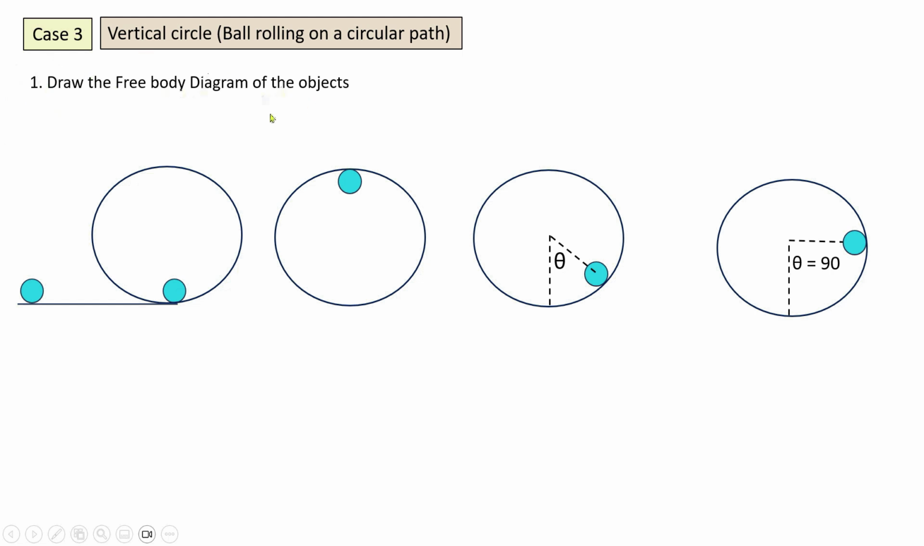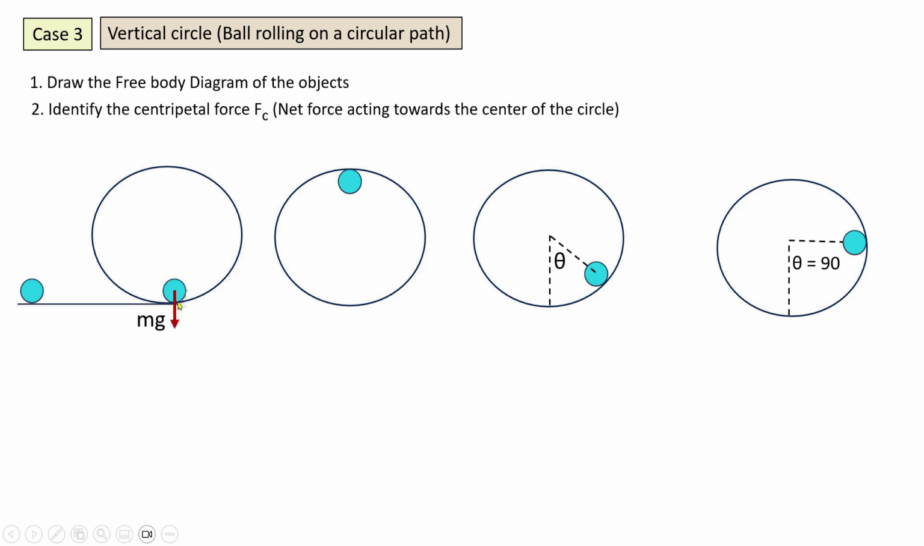Step number 1 was to draw the free body diagram. Step number 2 was to identify the centripetal force. So in this situation, when the ball is at the bottommost point, mg is acting downwards as always, but here there is no tension because there is no string, but the object is in contact with a surface, so the normal reaction will be there, and we can see normal reaction is acting towards the center. So that's step number 1. Step number 2, identify the centripetal force, which is the net force acting towards the center. So although N is acting towards the center, mg is acting away from the center, and according to the definition, we need the net force. Since N and mg are acting in the opposite direction, we will subtract.